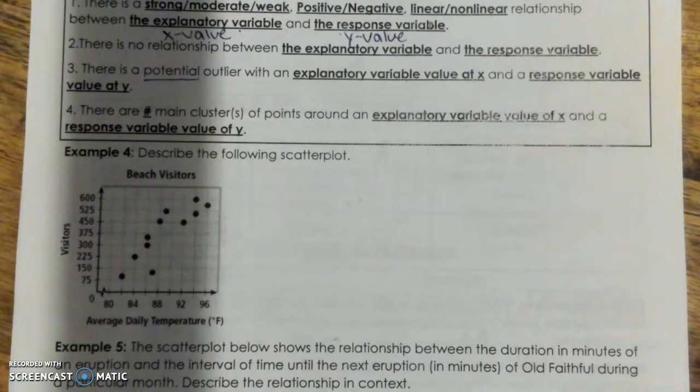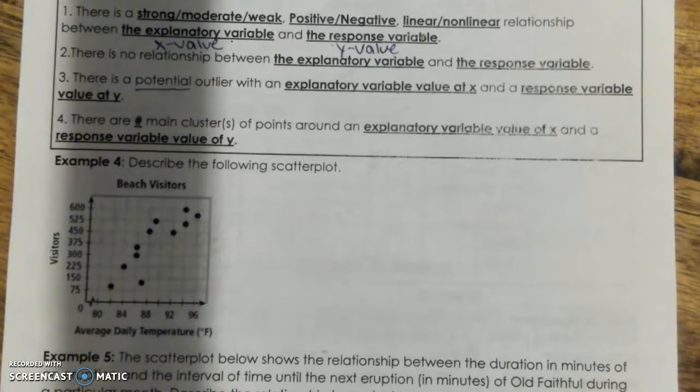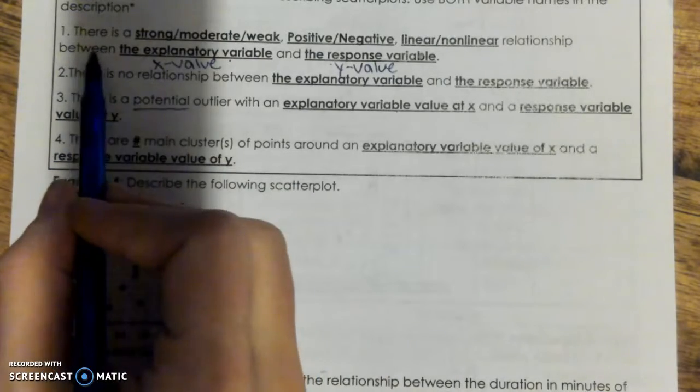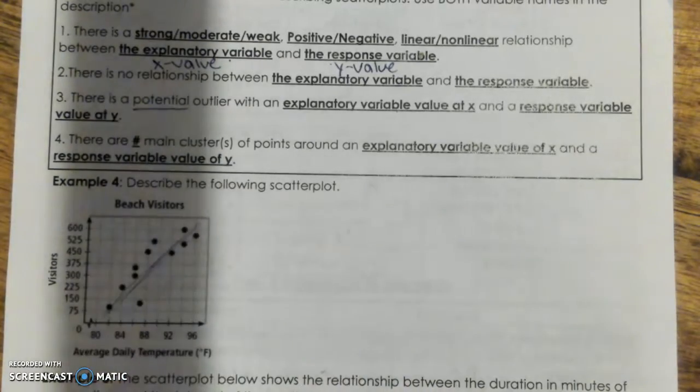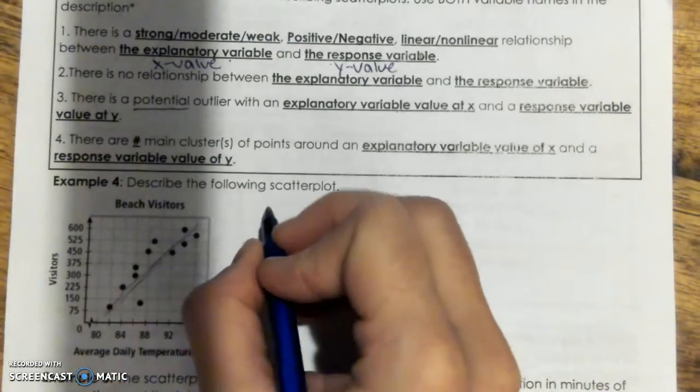So I will do number 4. You can pause the video if you want to go ahead and try it, or you can follow along with me on number 4 and then pause the video and try number 5. All right, so describe the following scatter plot. All right, so looking at this, we definitely want to use number 1, right? Because there is a relationship here, right? You see the relationship? All right, so let's use sentence stem number 1.